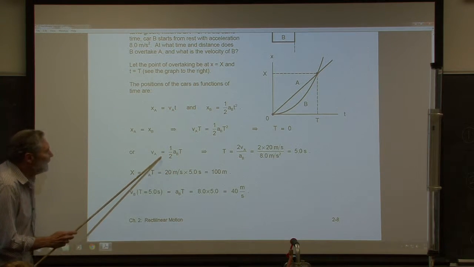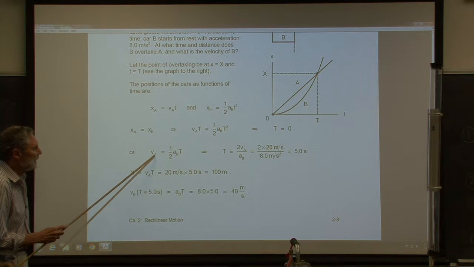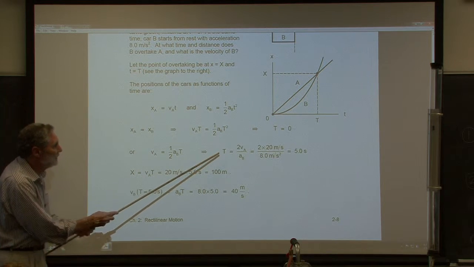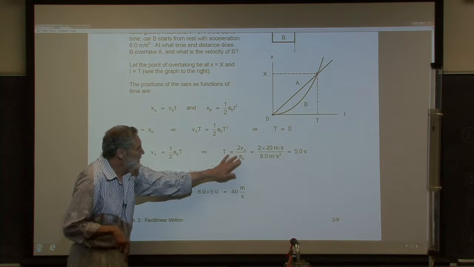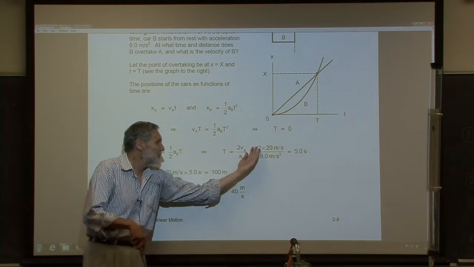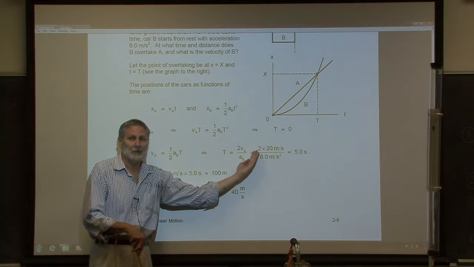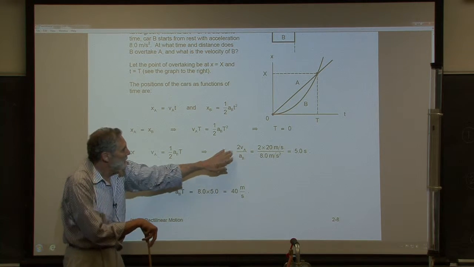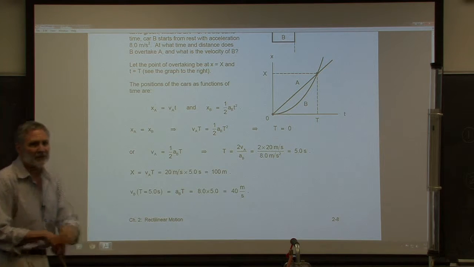I cancel one of these t's, and now the unknown here, I know VA, that's the 20 meters per second, I know the acceleration, that's the 8 meters per second squared, I solve for t, and I get this expression. It's also advantageous to do this algebraically because this is a general formula. VA and AB can be anything here. So that's another reason why I like to do it this way. But again, it's up to you. At this point, I substitute the numbers and I get 5 seconds.